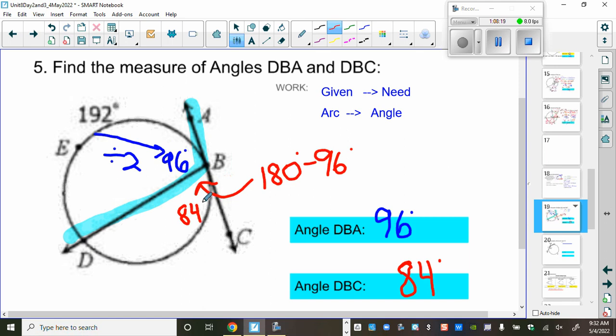Now, what you could have done from the angle, if you went to the arc, multiply by 2. What's 84 times 2? You didn't have to, but you could do it. And then if you add up, what's 192 plus 168, real quick? There you go. That's how it works. Circle adds up to 360. Sum of your two angles adds up to 180.